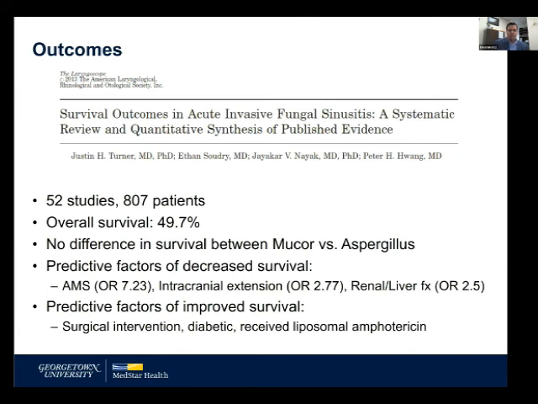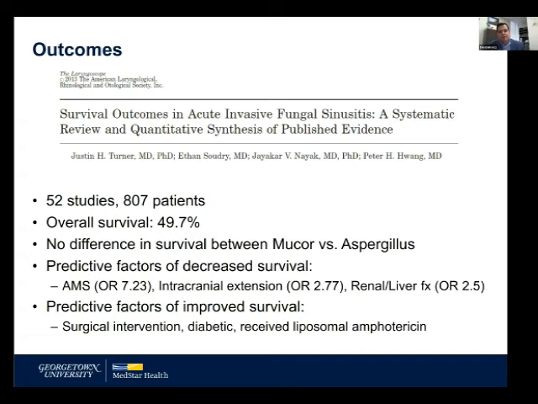And then outcomes, how these people do. Well, this is the largest study I came across, a systematic review back in 2013. I think there will be more as we look at all our COVID data and such, but overall, it's about a 50% chance of surviving with this disease. And that's what I quote people.